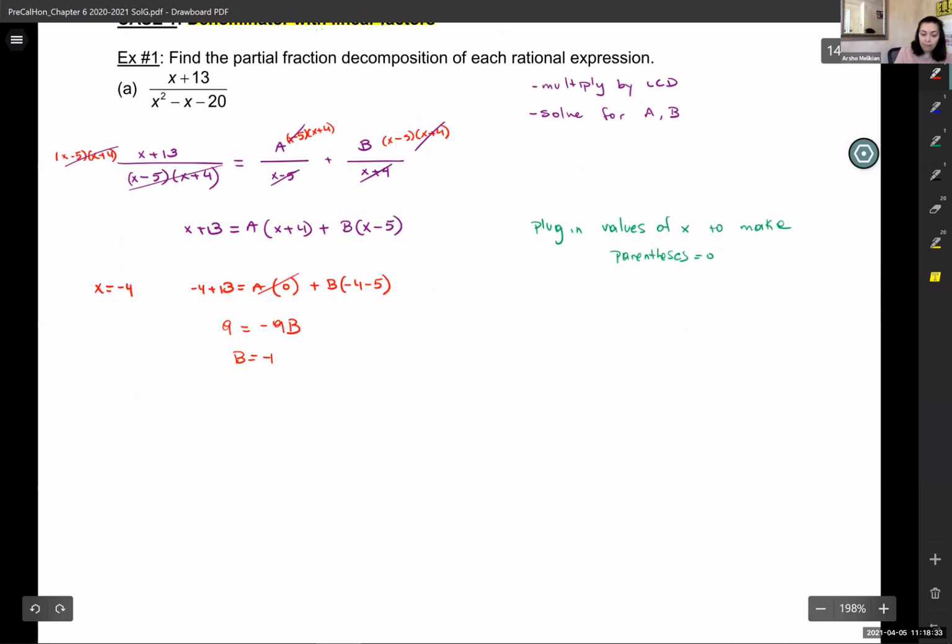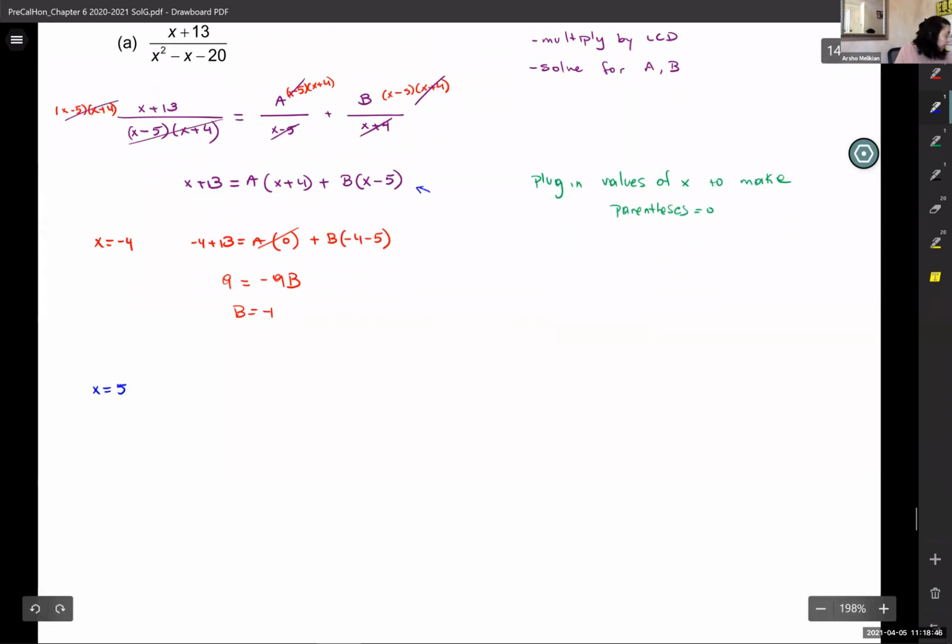Okay. Next, I do the same thing, but now I am going to plug in x equals 5 into the same purple equation and make the second parenthesis disappear. So when I plug in 5, I get 5 plus 13 equals a times 5 plus 4 plus b times 0. 18 is 9a, a is 2.